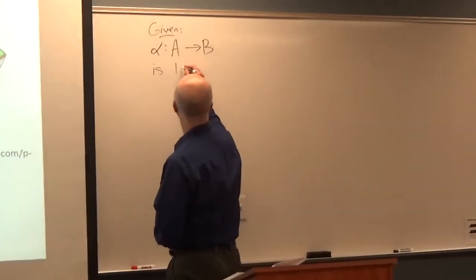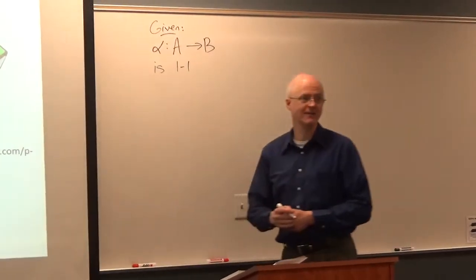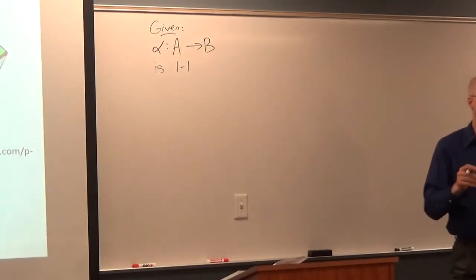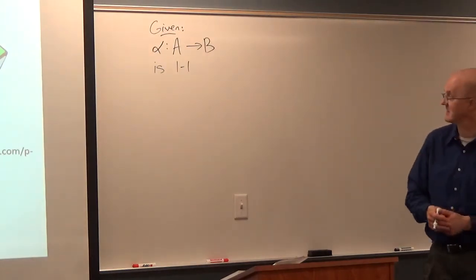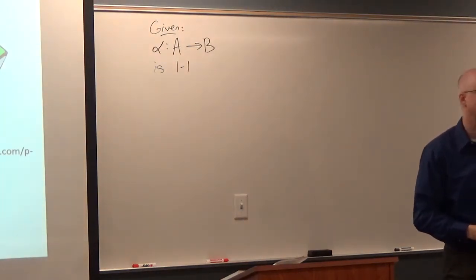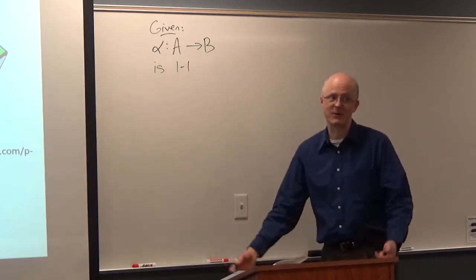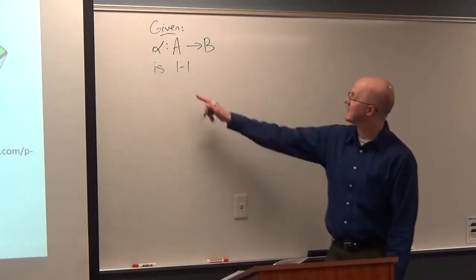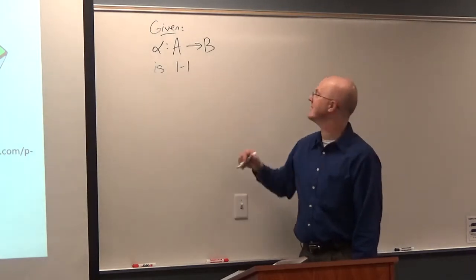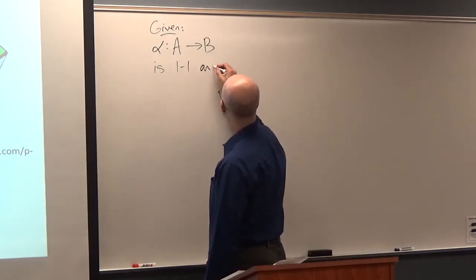By the way, you can abbreviate 1-to-1 as 1-1. Just be careful to make the dash clearly in between so it doesn't look like an H. I'll probably figure it out, but if there were some other grader, they might think it's an H. That's 1-1 is 1-to-1 and onto.